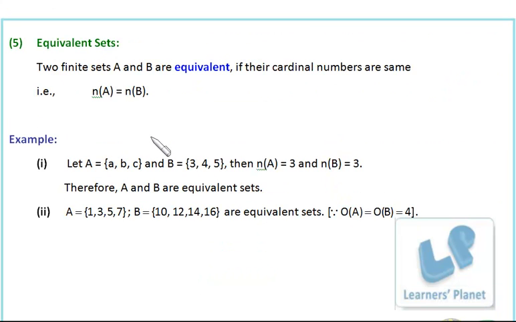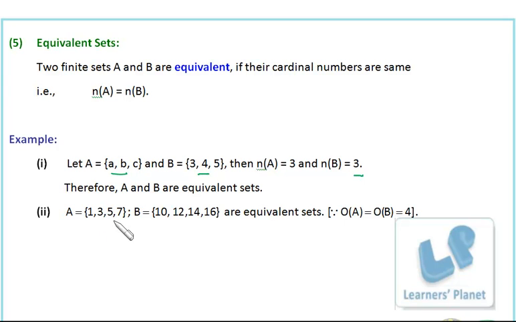Now equivalent sets. Two finite sets A and B are equivalent if their cardinal numbers are the same. It is represented as n(A) equals n(B). That means the number of elements in set A is equal to the number of elements in set B, right? Here suppose A is {a, b, c} and B is {3, 4, 5}. Here we can see there are 3 elements, here also 3 elements. So the number of elements in A is 3 and in B is 3. So A and B are known to be equivalent sets.